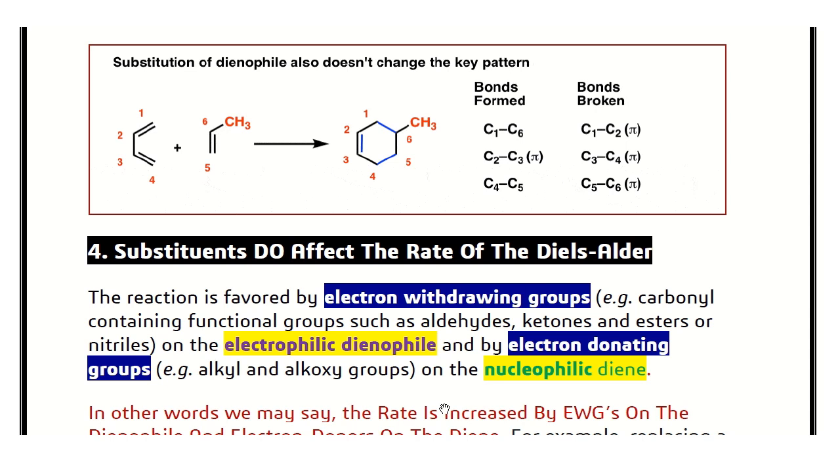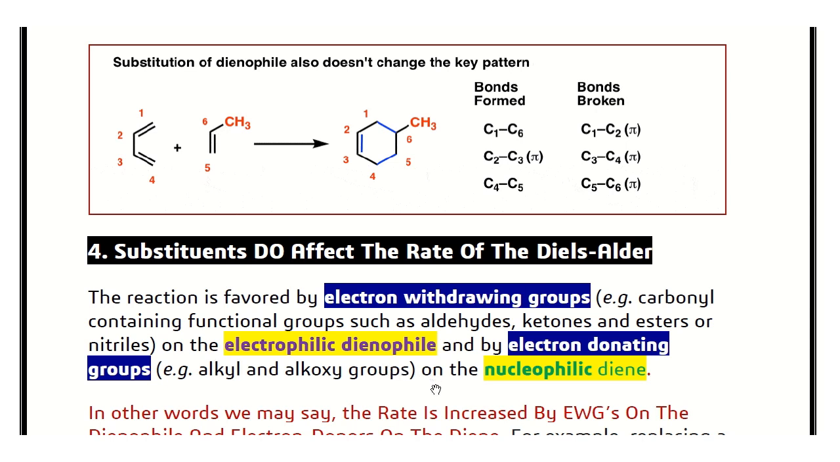And some are electron donating groups. They are the alkyl, alkoxy, or methyl groups. These are the electron donating groups. So when we substitute these groups in any compound, they are either going to increase the electron density or decrease the electron density.